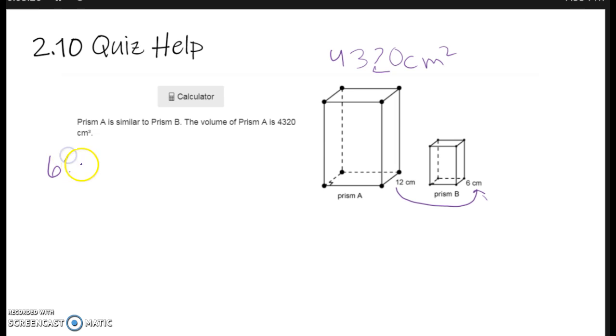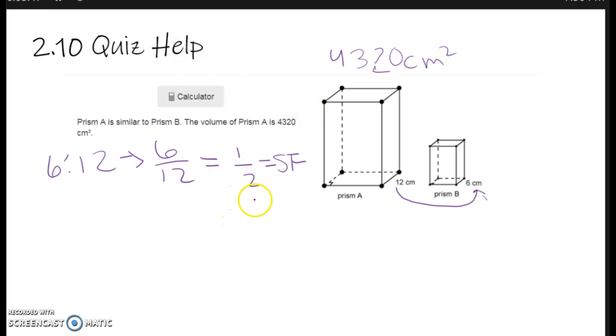So that's that 6 to 12 ratio, or how we've been writing it, 6 over 12. If we simplify it, that is 1/2. That's your scale factor. New to old, scale factor, 1/2. But we don't really need to know the ratio of the side lengths. We need to know the ratio of the volumes. That's how we're going to find the volume of the smaller prism.